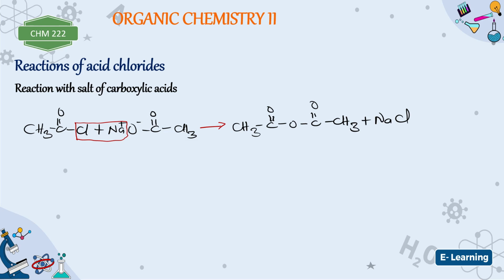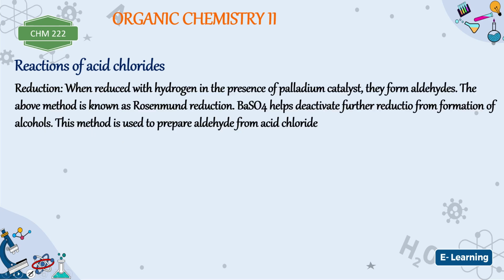Now, how about reduction? When they are reduced in the presence of a palladium catalyst, they form aldehyde. Now, the above reaction is known as the Rosenmund reduction. We've talked about Rosenmund reduction, where you have palladium with barium sulfate poisoned with what? Sulfur. The reason why we are poisoning it is to prevent further reduction to what? To alcohol. So it will end at only the aldehydes. And we said it's one of the ways of actually making aldehyde and preventing further reduction, specifically for aldehyde.